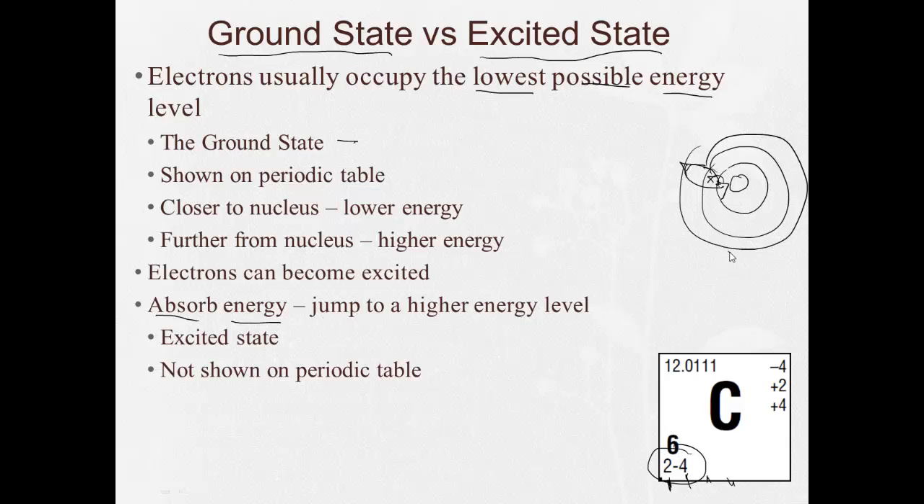So let's say we see carbon and we're given an electron configuration of 1-5. Well, it has 6 electrons, just like carbon, but it's not the ground state. One of these electrons jumped up to here. So here's the ground state for carbon. One of these two jumped up. So now we have 1 here, but 5 here. That's an excited state configuration.